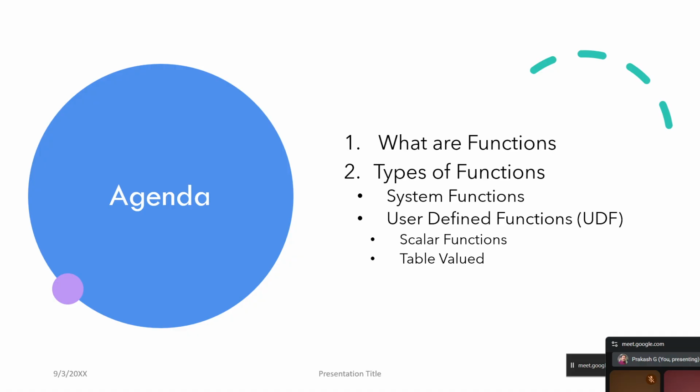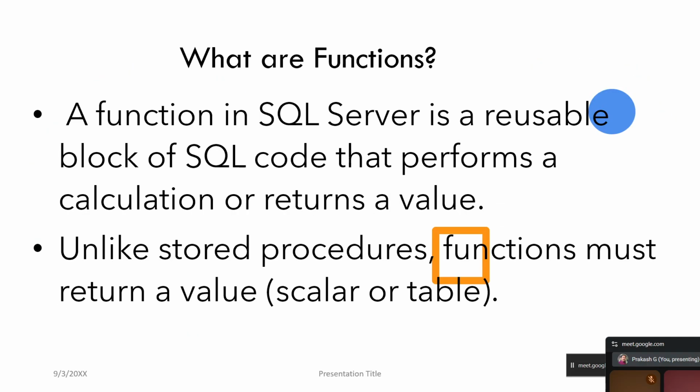So we are talking about what functions are and the different types of functions. As I told you, system functions or built-in functions, and then UDFs, nothing but user defined functions. Again, in UDFs we have different types like scalar functions. Scalar means the function which returns a single value. Table valued functions means the functions which return a table completely. Table means multiple rows will be returned. Again, in that we have inline table valued functions and multi statement table valued functions. Like that we'll discuss one by one.